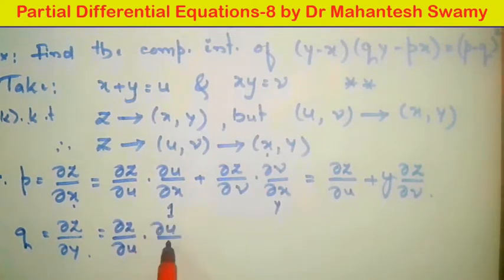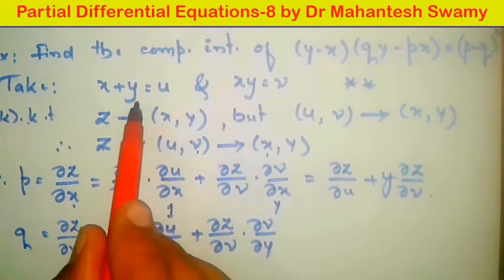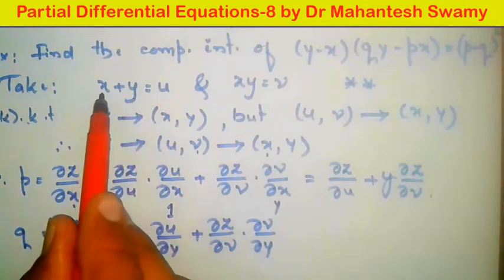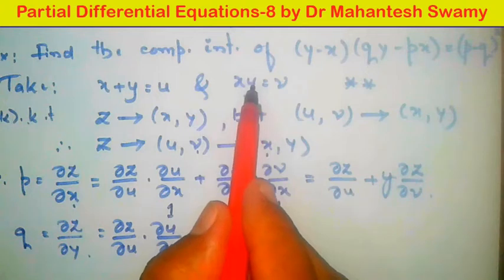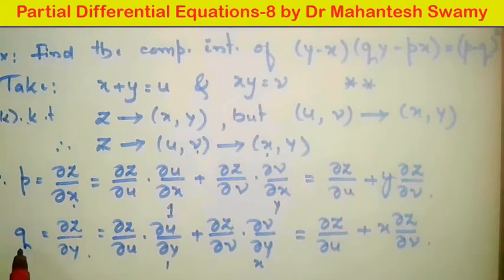into dou u by dou y, because now the differentiation is with respect to y, plus dou z by dou v, that is the second member, into dou v by dou y again. Again, from these two expressions we come to know that dou u by dou y is 0 plus 1. Dou v by dou y is x into 1. So it is x. So therefore it is dou z by dou u plus x into dou z by dou v. So this is the value of q.